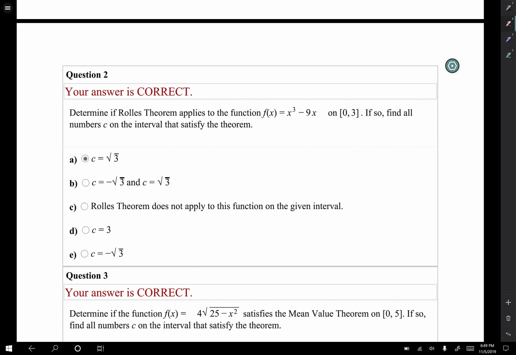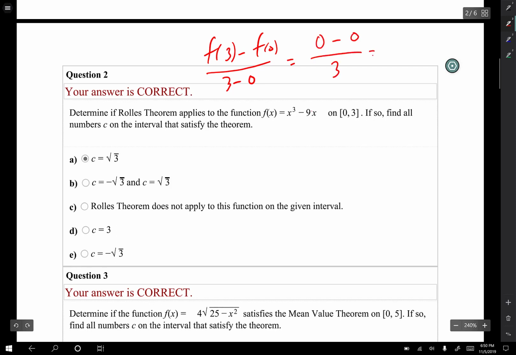First, let's find out. I'm going to write f of 3 minus f of 0 over 3 minus 0. I need to see if I get an average rate of change of 0. If I plug in a 3, 3 cubed is 27, 9 times 3 is 27, 27 minus 27 is 0, and if I plug in a 0, I get a 0 again. So I do get an average rate of change of 0, so Rolle's theorem does apply.